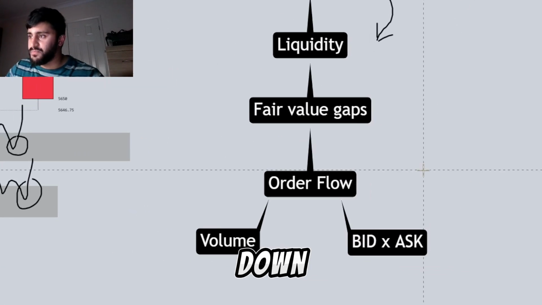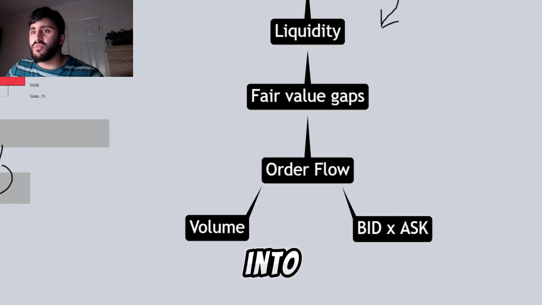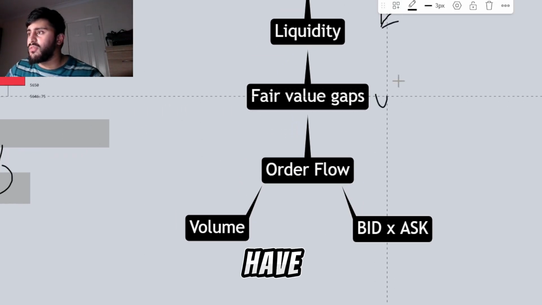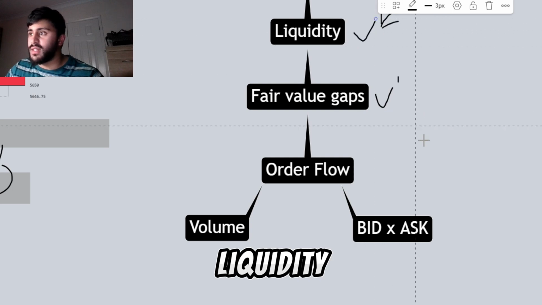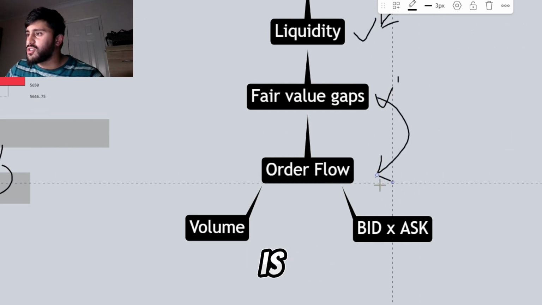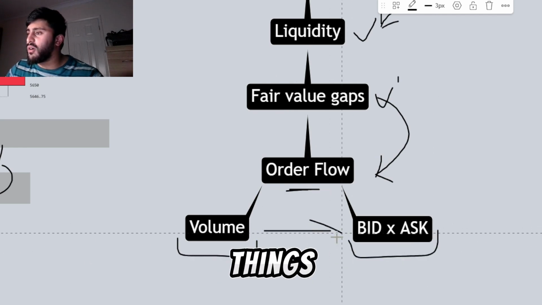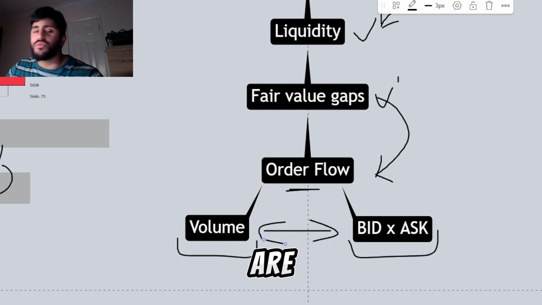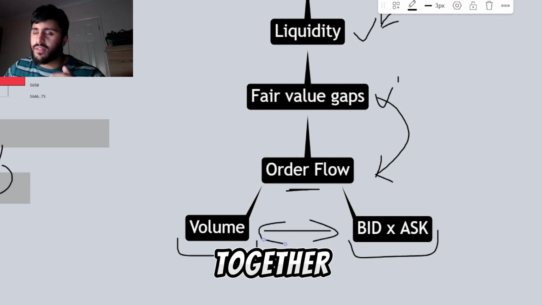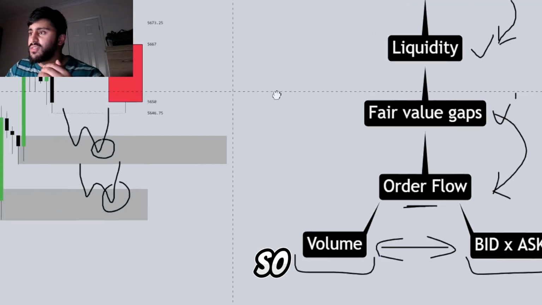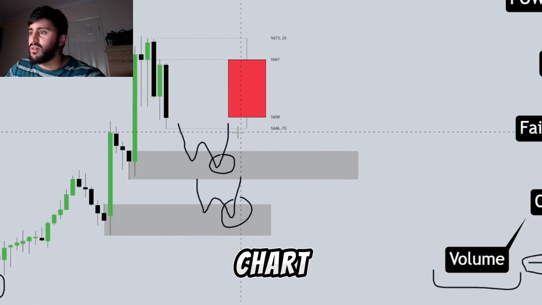So let's break this down. Once price comes into your fair value gap, right? So we have a fair value gap after taking out liquidity. Now, the next thing we're looking at is the two things inside of order flow. We're looking for volume and we're looking for the bid and the ask. And these two things are often married together, right? These are two things that are married together. This is very important to understand, right? So let's break it down to the regular candlestick chart one more time, right?